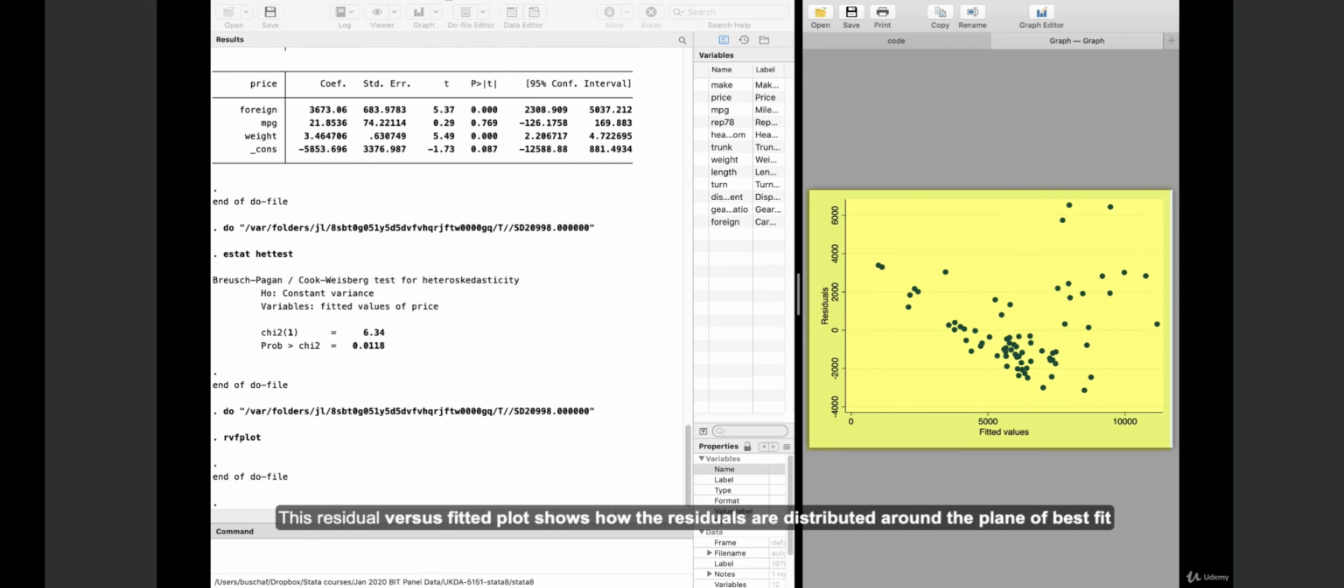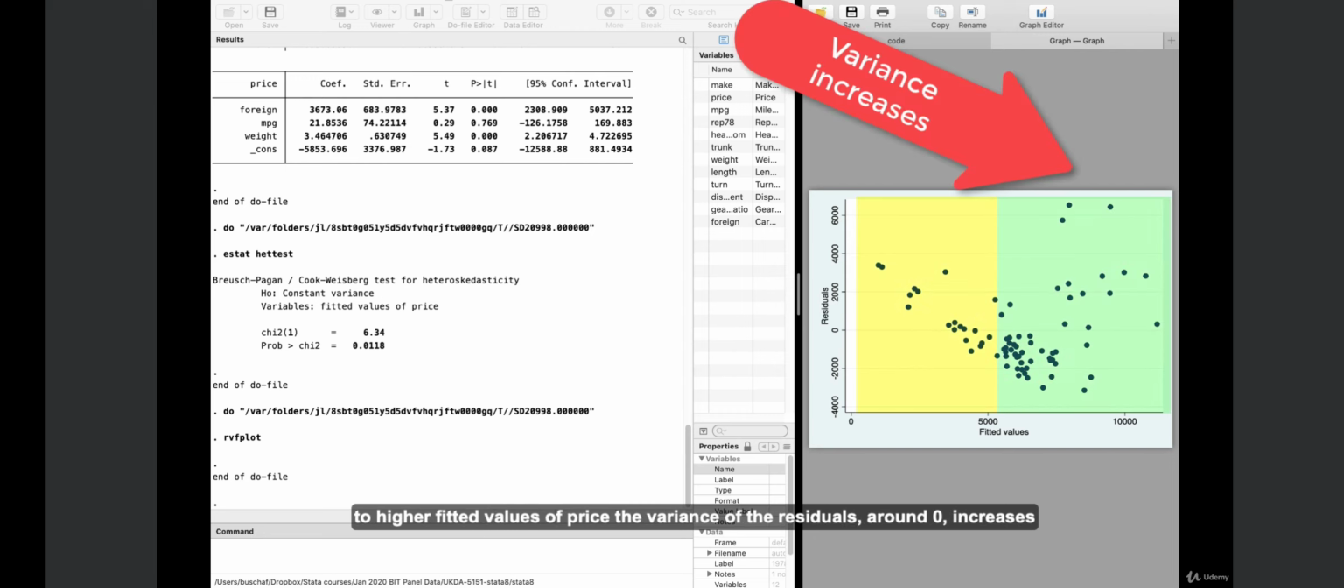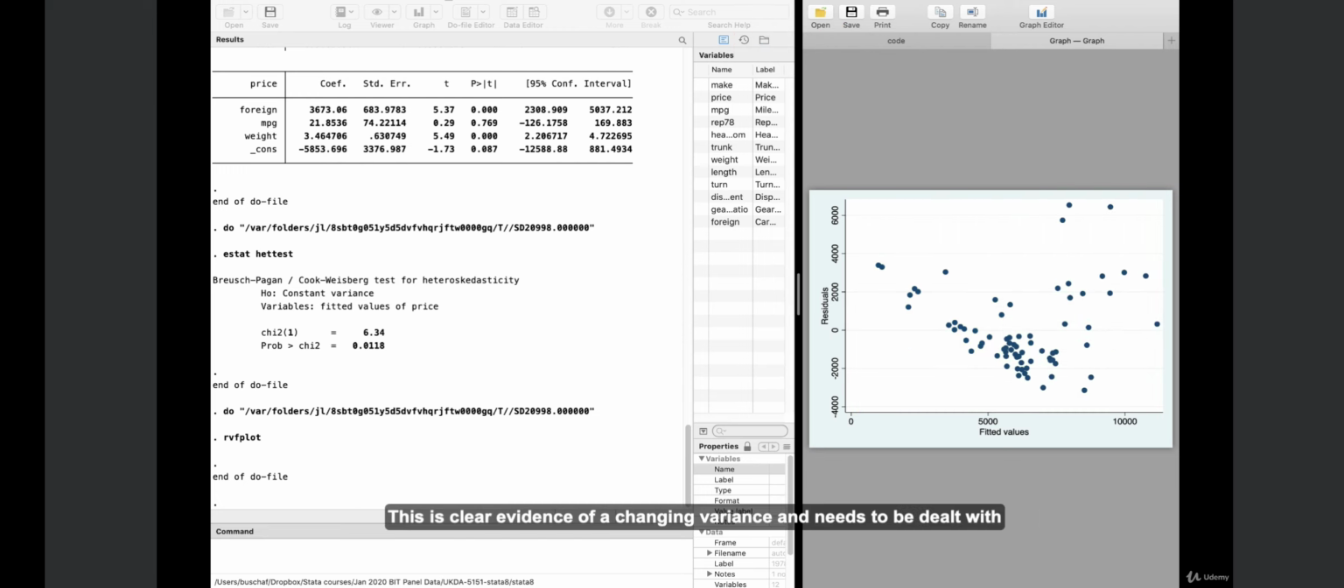This residual versus fitted plot shows how the residuals are distributed around the plane of best fit. Values close to 0 mean a good fit. We can clearly see on this plot that when we move from low fitted values to higher fitted values of price, the variance of the residuals around 0 increases. This is clear evidence of changing variance and needs to be dealt with.